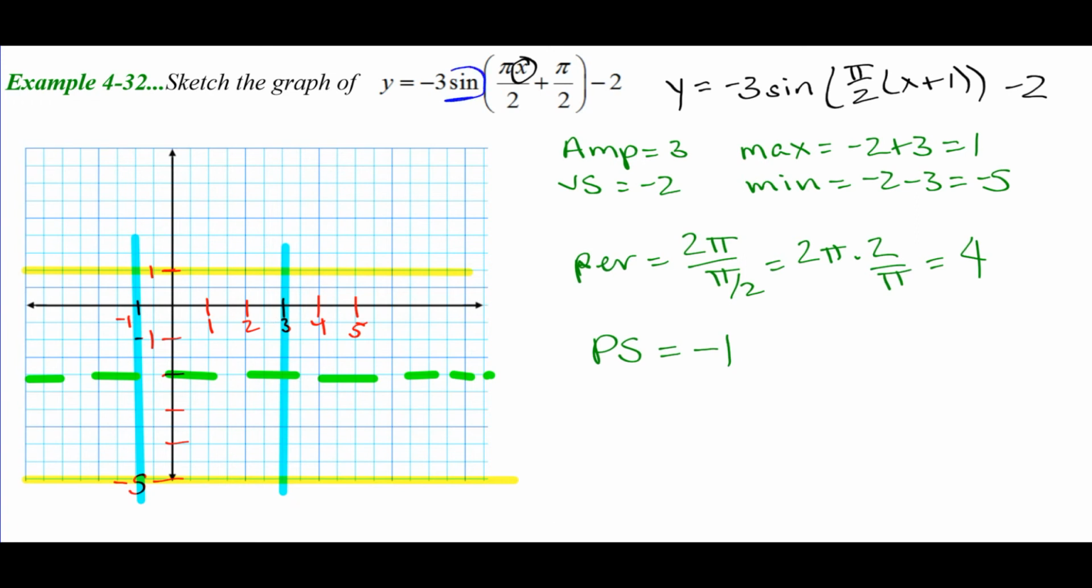I'm doing a sine curve, but also pay attention to the negative in front. It's actually reflected. So this is a reflected sine curve. We've got to remember a sine curve starts at the middle and usually goes up, but because it's reflected, it's going to start in the middle and then go down.